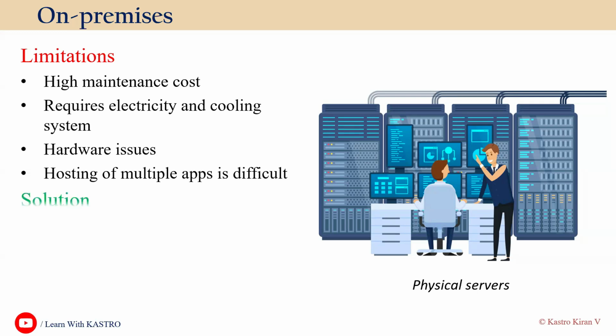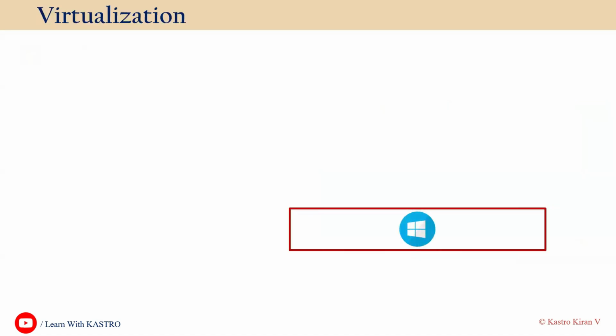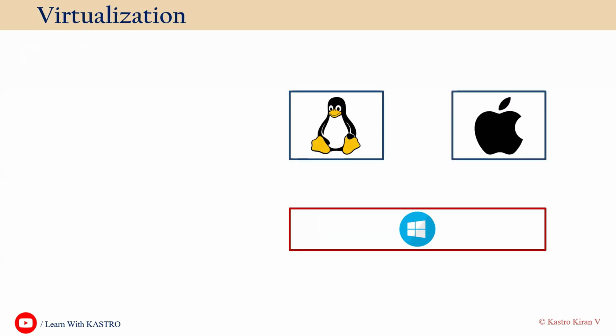To overcome these limitations, the next concept came, which is known as virtualization. What is meant by virtualization? Virtualization is a process where we use software known as hypervisor software. Let's say you have the hardware components and the host operating system, and my host operating system is Windows. On top of Windows, I can launch other types of operating systems, such as Linux and Mac. If we want, we can use multiple operating systems on top of the host operating system.